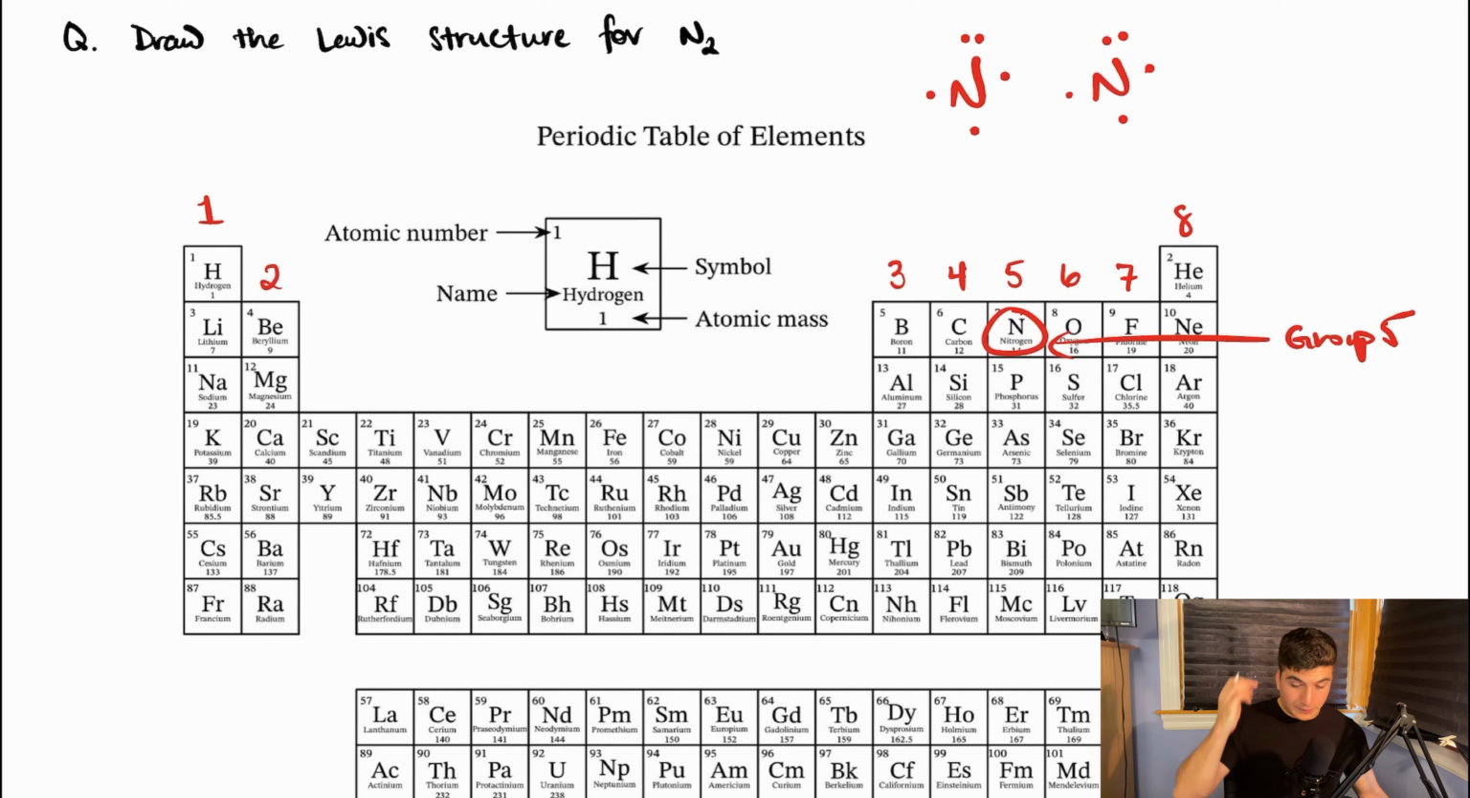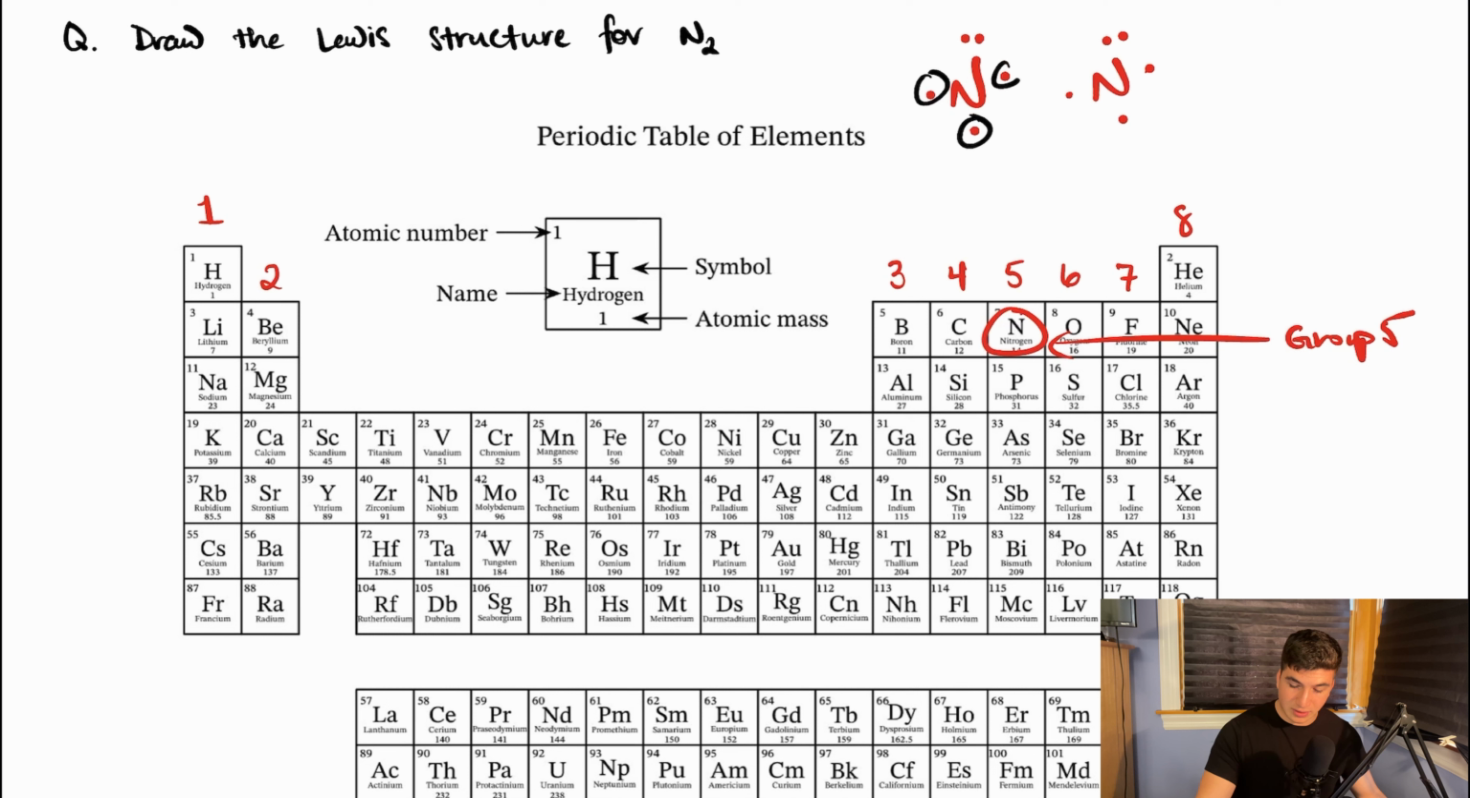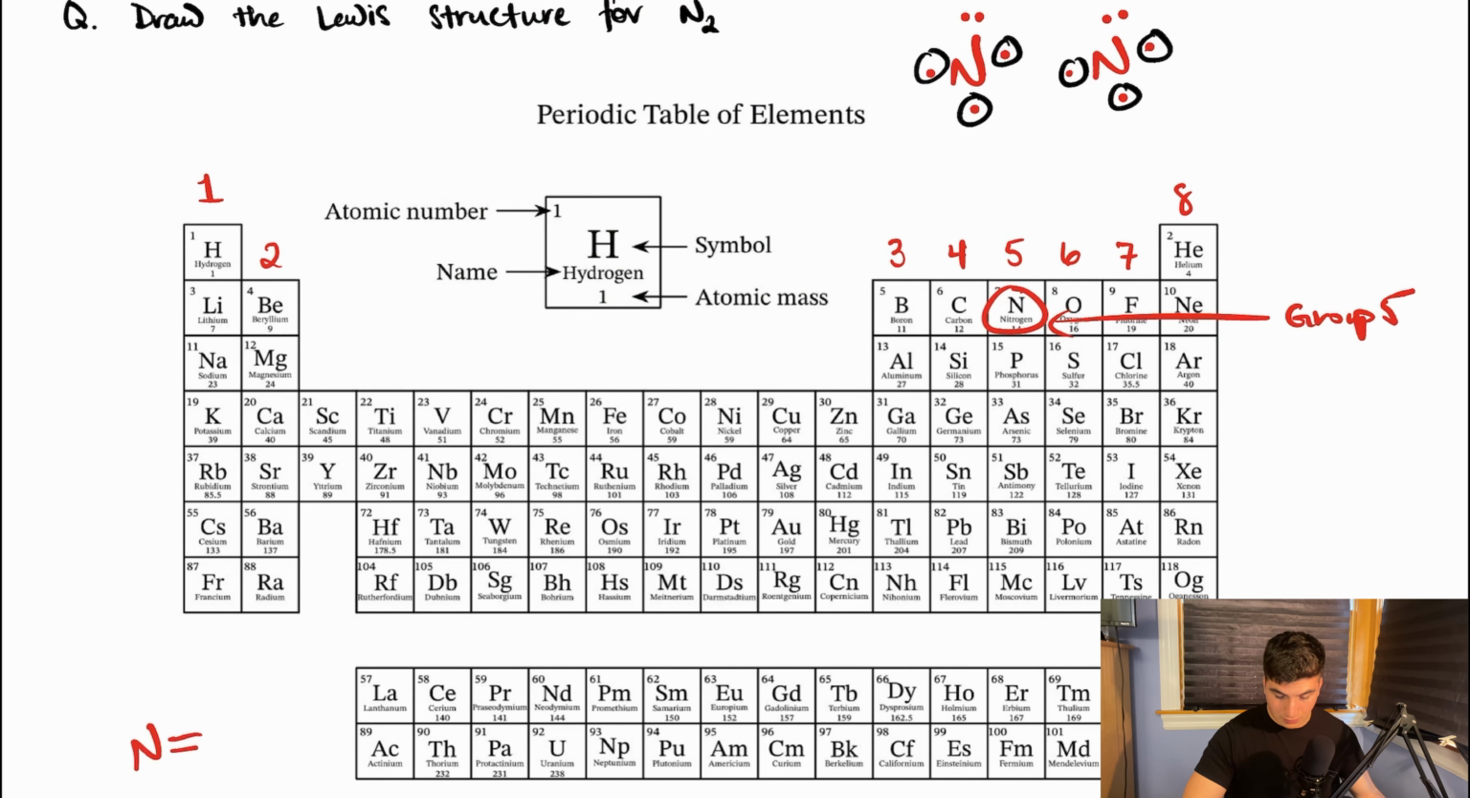And now, a common question students have is how do I know how many bonds to put? Because sometimes you have double bonds, sometimes you have triple bonds. In this case, we're going to have a triple bond, and the reason is because now we have 3 lone electrons on both nitrogens. So we've got to make sure that we pair those up. And that's going to be a triple bond. And there's your final answer.